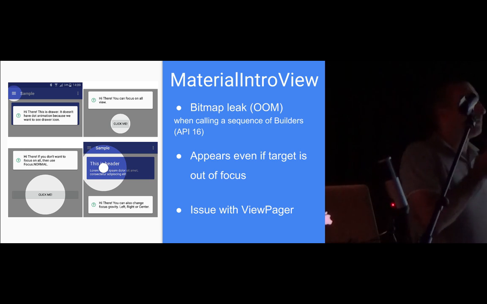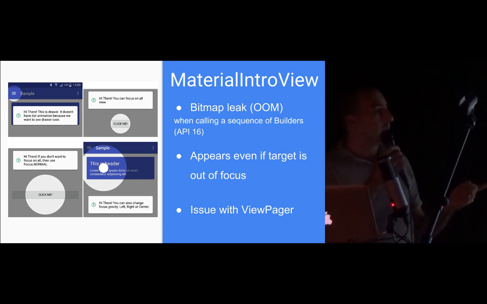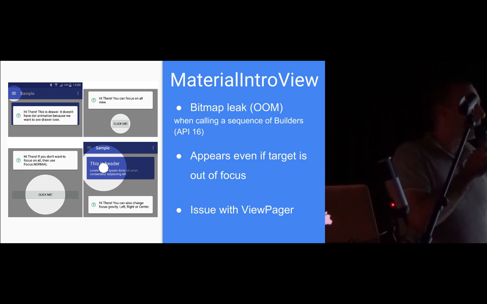Maybe on a downside, it has bitmap leak or out of memory crashes, especially when you're calling sequences of builders, when you're trying to go through a few points on the same screen. It's not really the usage where you just don't clear it, it's the way the library is handling it. And it's very exposed on API 16. And then it has issues that appear even if the target is out of focus, and they're all tracked as bug issues in GitHub, and I don't see a lot of people contributing.